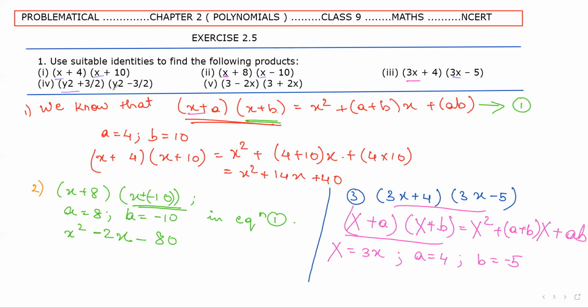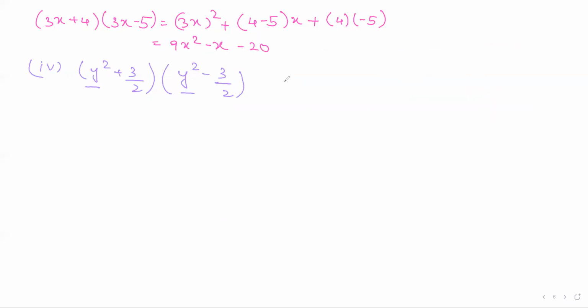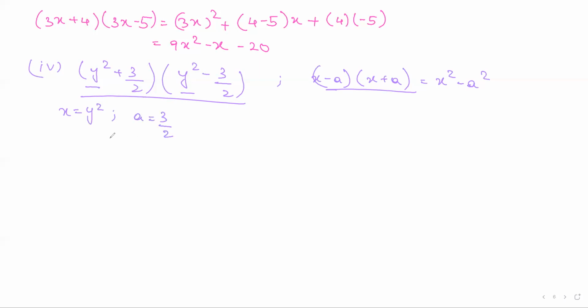But here, the first part is the same and the second part is also the same. So this looks something like x minus a into x plus a is equal to x square minus a square. Comparing these two left hand sides, your x is equal to y square and your a is equal to 3 upon 2.